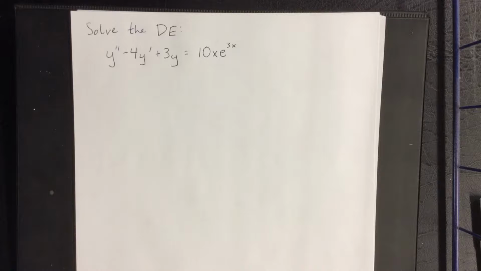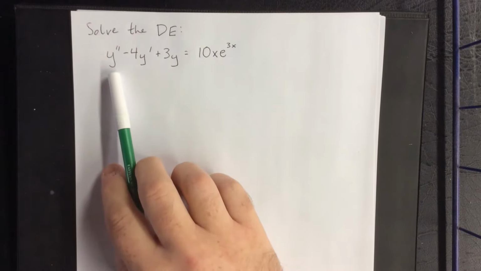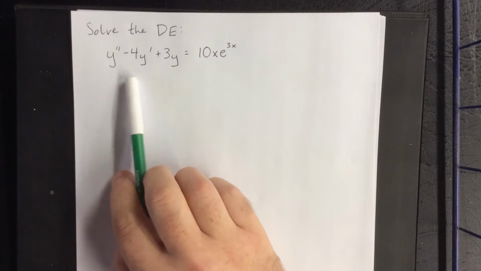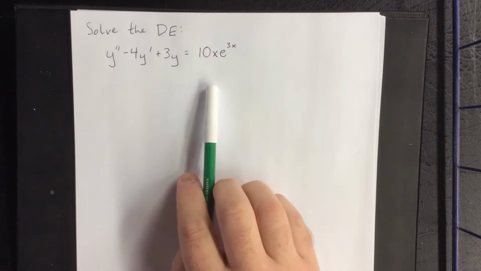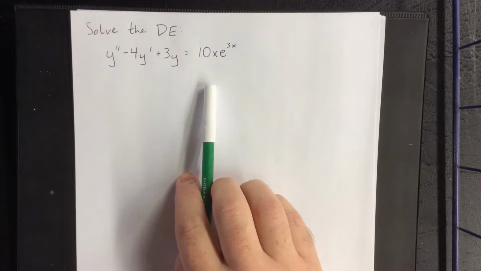Today we're going to be solving some non-homogeneous second-order differential equations. So the one that I've got for us today is we are going to solve the non-homogeneous differential equation y double prime minus 4y prime plus 3y is equal to 10x e to the 3x power.